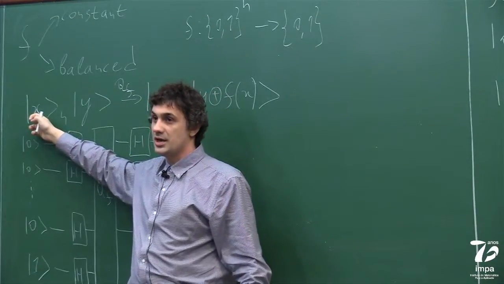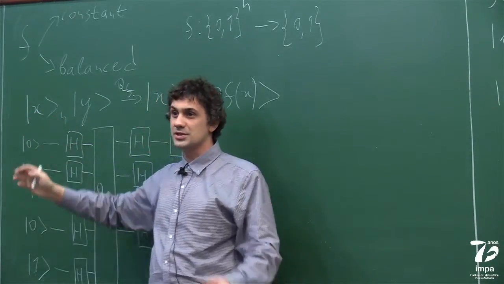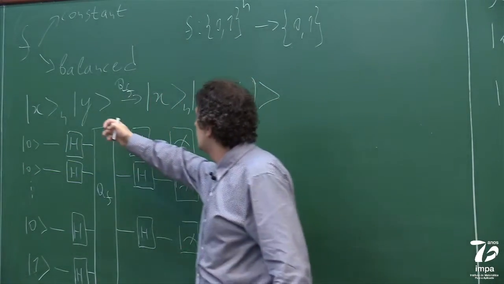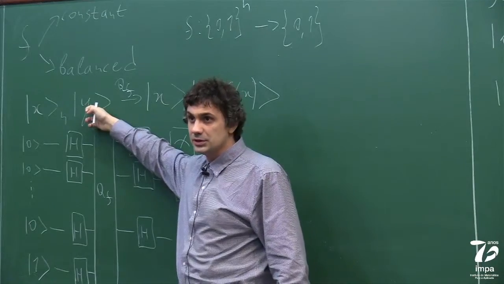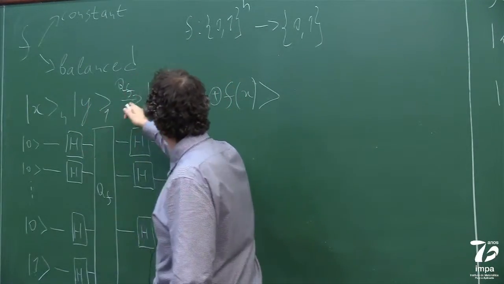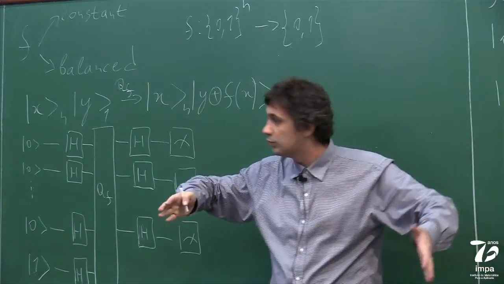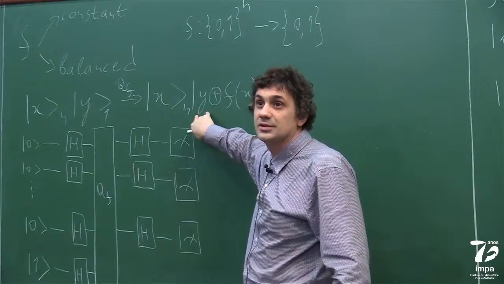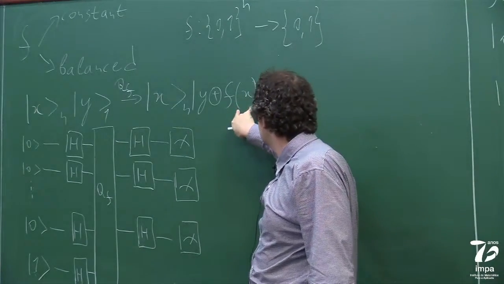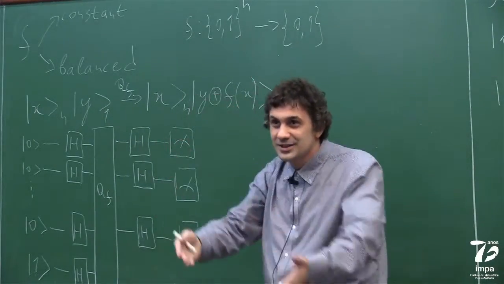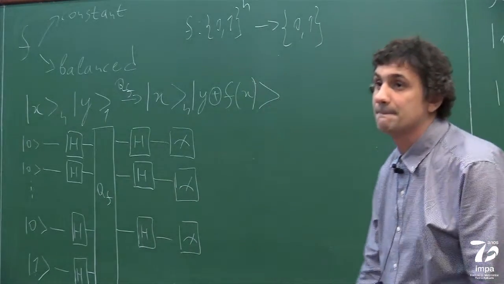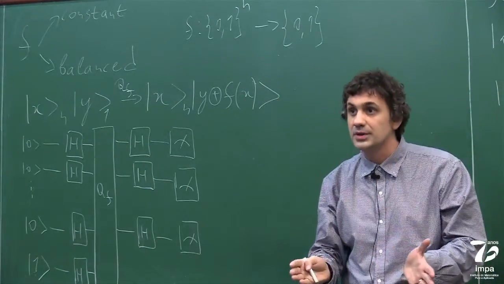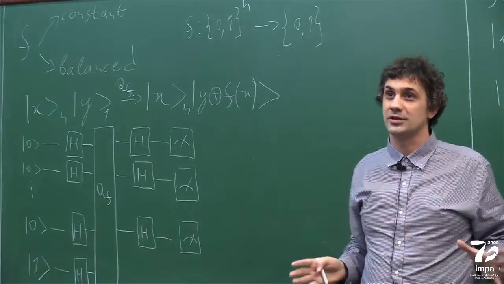So if you take x as the first n bits, written in binary notation, and y is a single ancilla qubit, then the first part stays as it was, and the second, if f of x is zero, stays as it is. If it is non-zero, so one, it inverts. I assume that I already have this gate, and this is a black box. It comes from nowhere.